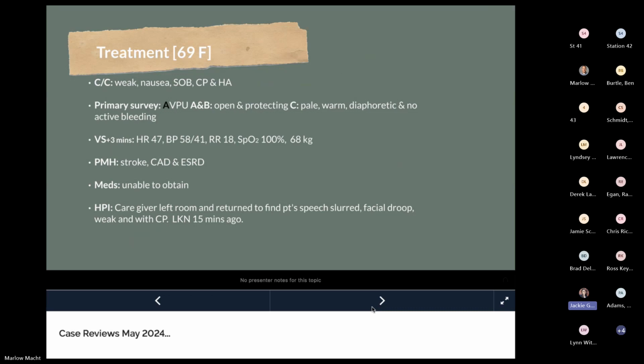EMS got a set of vital signs pretty early on after patient contact, noted that her heart rate was 47, her blood pressure was 58/41, respiratory rate of 18, and SATs of 100%. She was approximately 68 kilos, and her past medical history included stroke, coronary artery disease, and end-stage renal disease. They were unable to get any history about her meds, but she was coming from a care facility, and the caregiver stated that they had left the room only to return to find the patient slurred with a droop and weakness and complaints of chest pain, and that was about 15 minutes prior to them initiating the 911 call. Next.